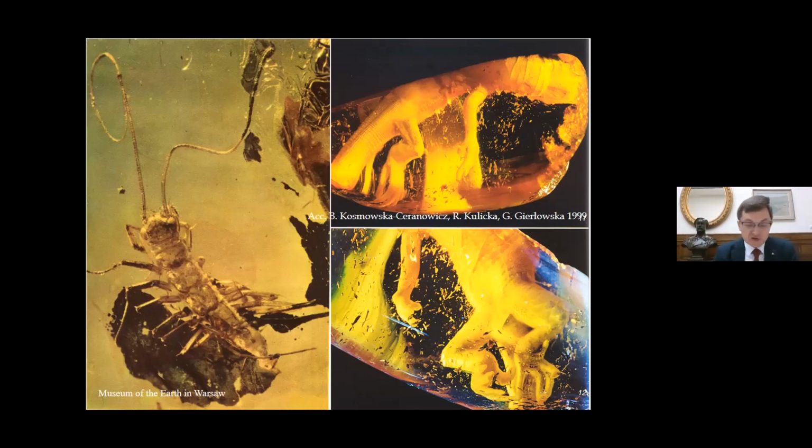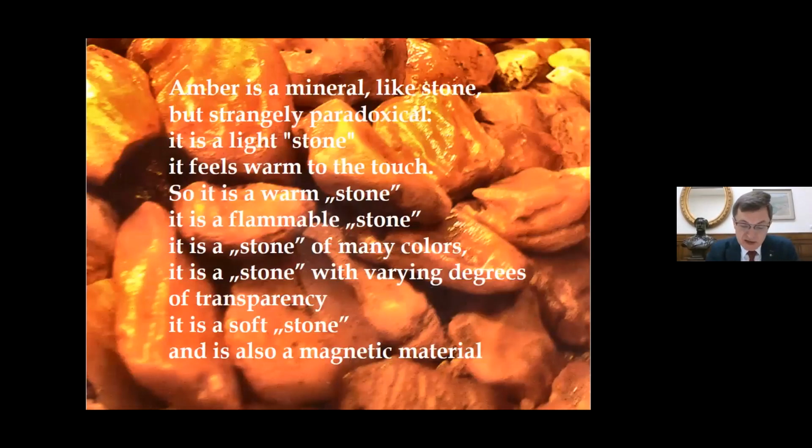Let's summarize this stage of our lecture. Amber is a mineral-like stone, but strongly paradoxical. It is a light stone. It feels warm to the touch. It is a warm stone. It is a flammable stone. It is a stone of many colors, a kind of mineral chameleon. It is a stone with varying degrees of transparency. It is a soft stone, and it is also a magnetic stone.